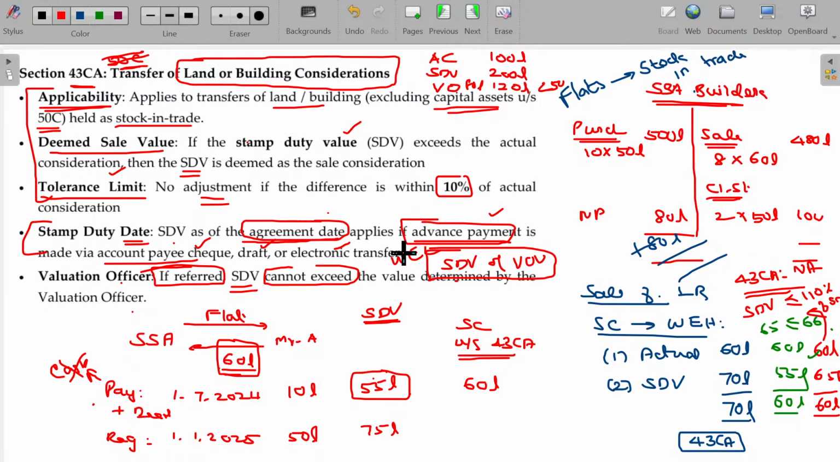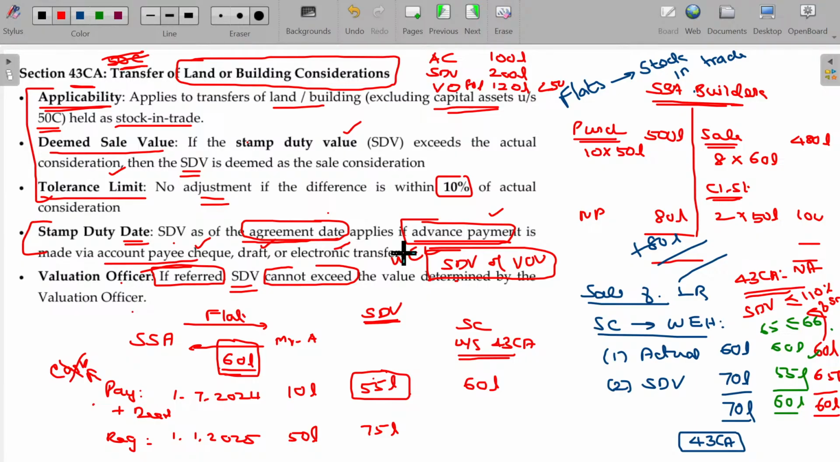And the last one being, which date's stamp duty value will be taken, sir? Which date's stamp duty value? If a small amount is transferred as an advance through account payee cheque or electronic form, along with the registration or sale deed stating that the balance will be payable later on, then that date's stamp duty value will be taken. Else, the registration date's stamp duty value will be final.